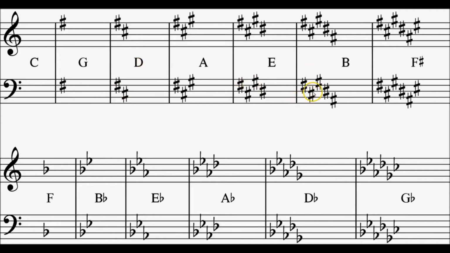Let's see, I go over here to B. So I have F sharp, C sharp, G sharp, D sharp, A sharp. A sharp is the last sharp in my key signature. If you go a half step above A sharp, you would be at a B, therefore the name of our key is B.